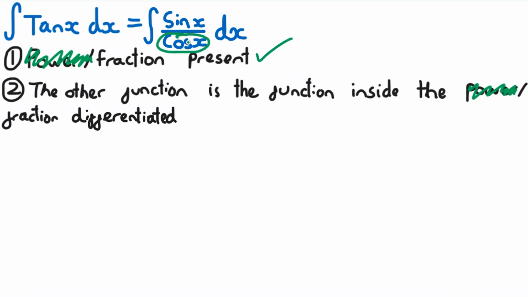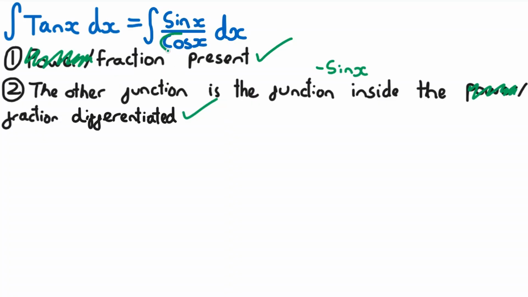So inside the denominator is this cos x. If you differentiate cos x, as we know, you get minus sin x, and sin x is present here. So therefore we've actually got this second clue satisfied as well. So therefore we can use the reverse chain rule in the form of a fraction.